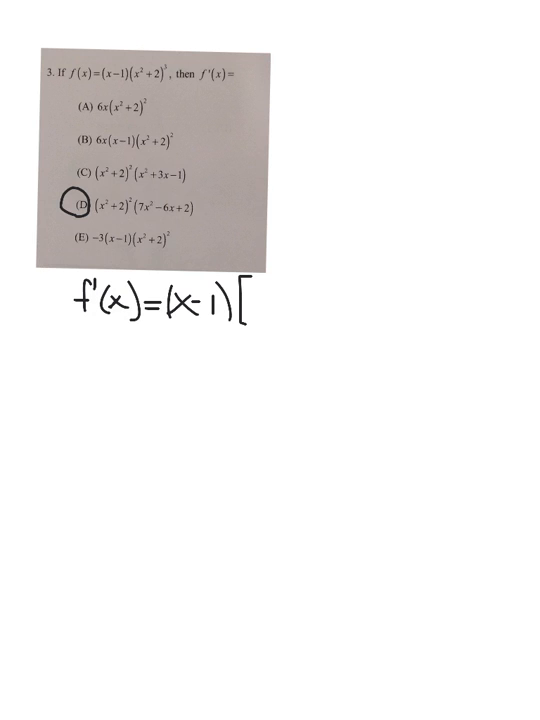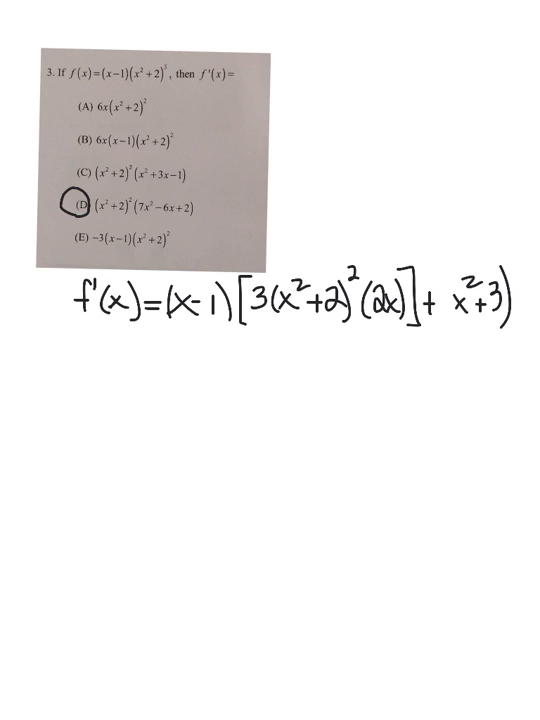Okay, now I'll be a little careful here because we're going to have to do chain rule. So we're going to have 3 times x squared plus 2, raised to the second power, and then we have to take the derivative of the inside, which is 2x. Plus the second, which is x squared plus 2, that quantity cubed, and then times the derivative of the first, which is really just 1.